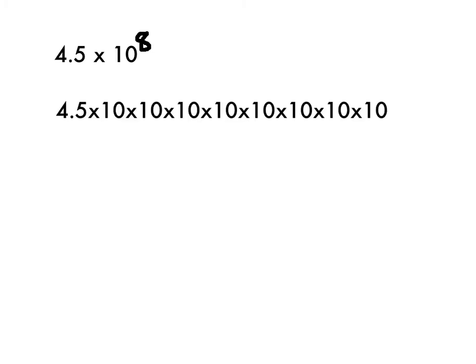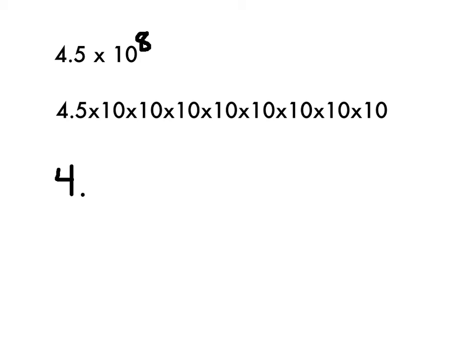Now let's take a look at an example of how to take something in scientific notation back into its standard form. 4.5 times 10 to the 8th power means 4.5 times 10 times 10 times 10 times 10 times 10 times 10 times 10 times 10. But rather than writing that all out and doing all that multiplying, every time you multiply something by 10, your decimal point moves to the right one spot.